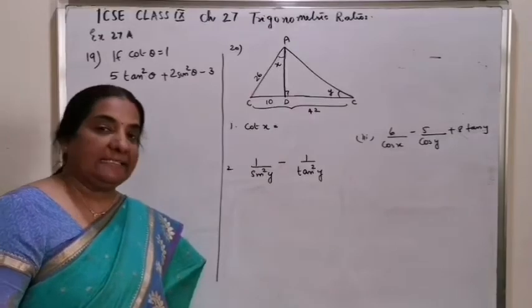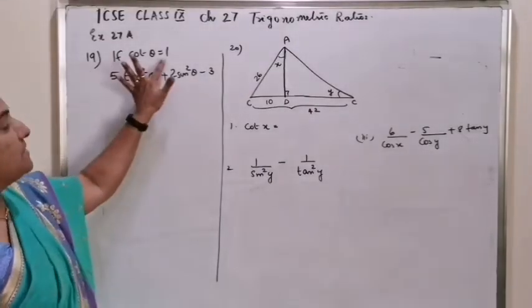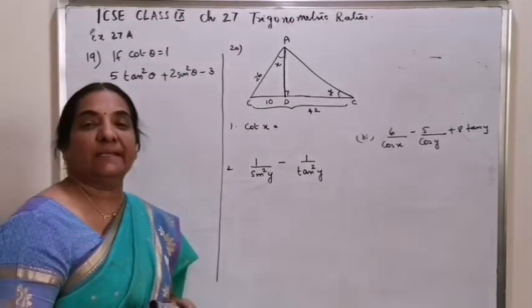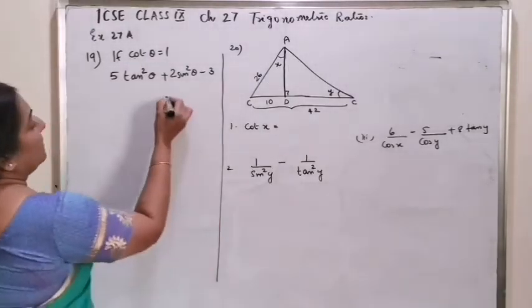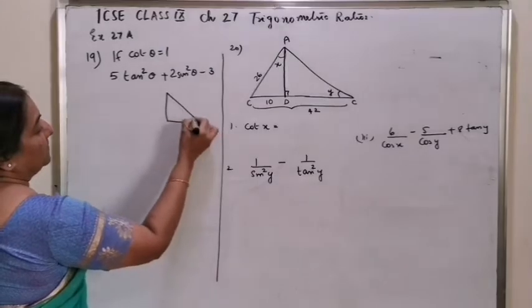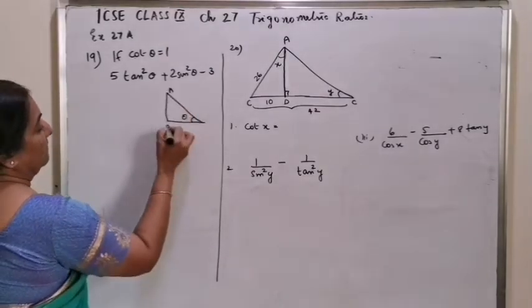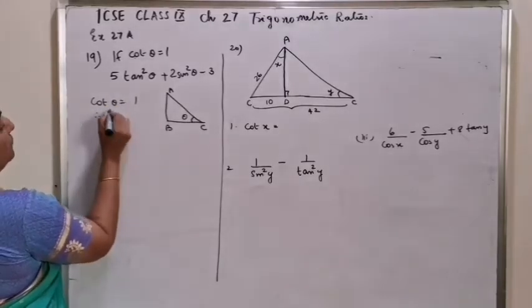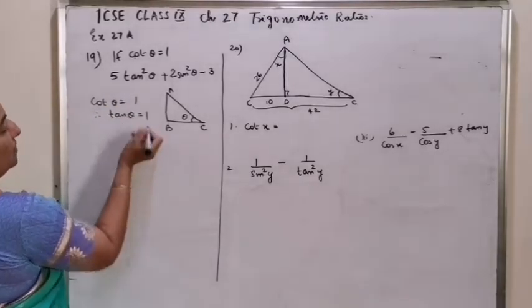Question number 19. If cot theta is equal to 1, evaluate 5 tan square theta plus 2 sin square theta minus 3. Cot theta is equal to 1. Therefore, tan theta is also 1.